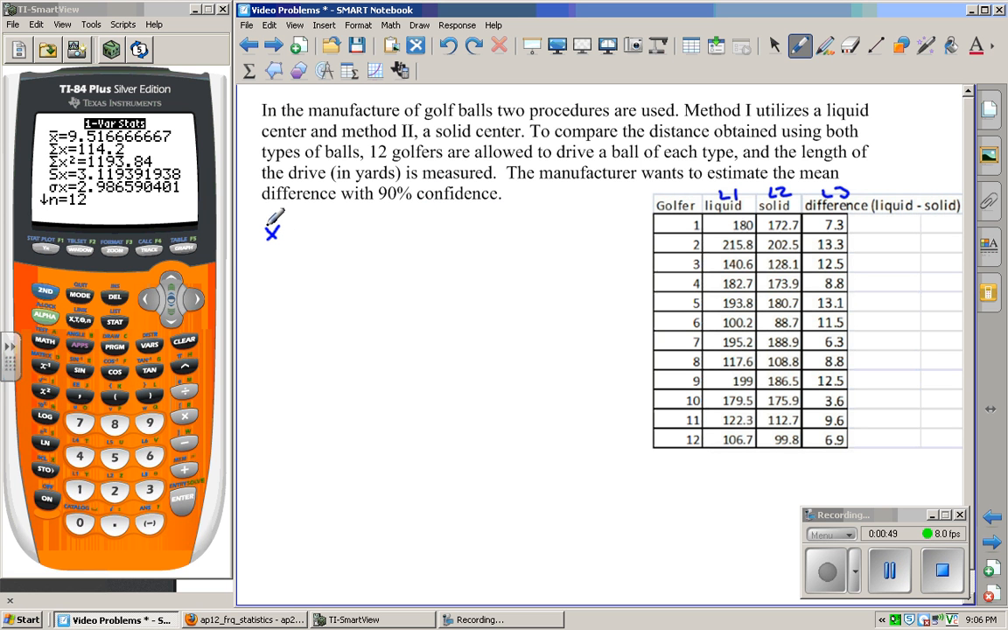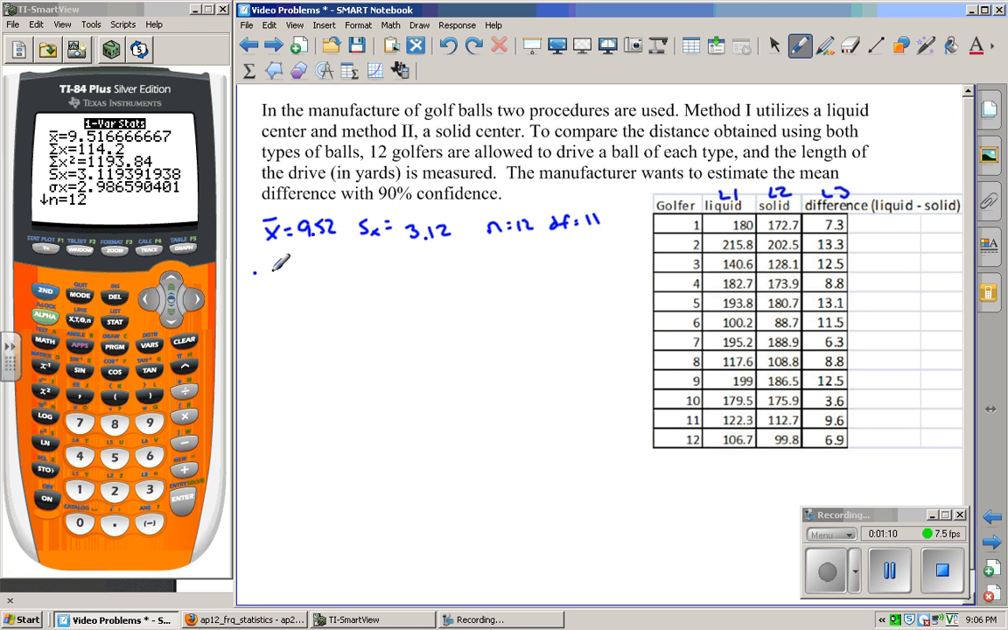So my X bar is going to be 9.52. My standard deviation of the sample is 3.12 with a sample size of 12 and a degree of freedom of 11.